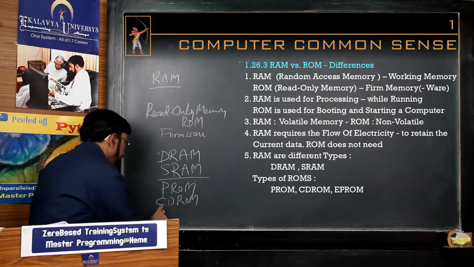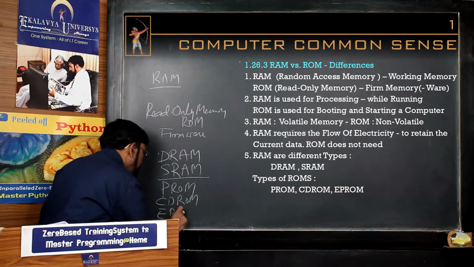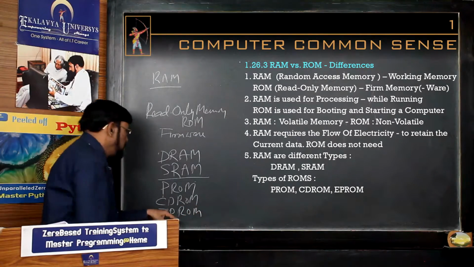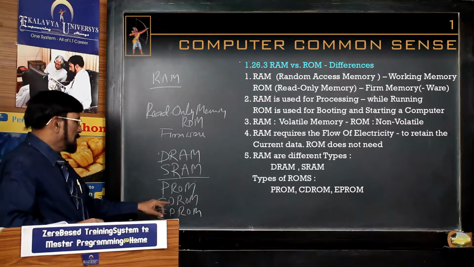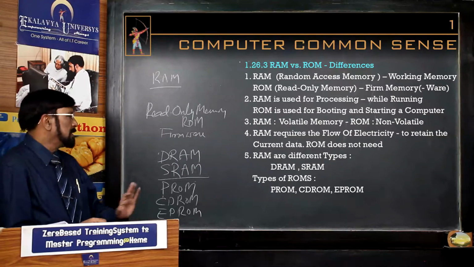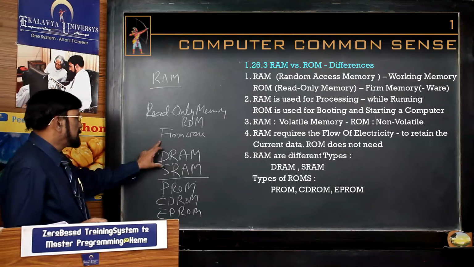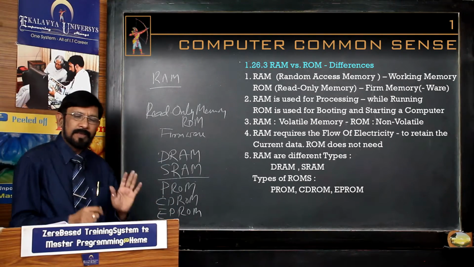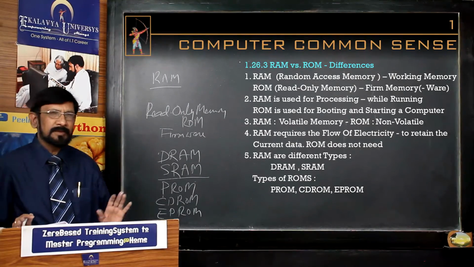Other one is EPROM. EPROM means erasable programmable read-only memory. Okay, these are the types in ROM, these are the types in RAM. These are the fundamental differences you must understand.